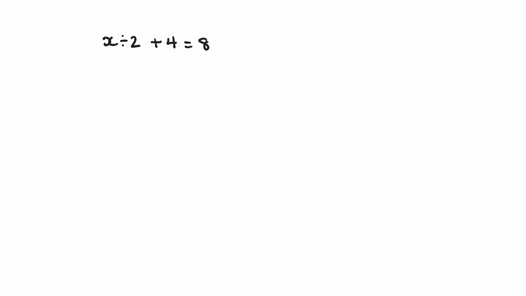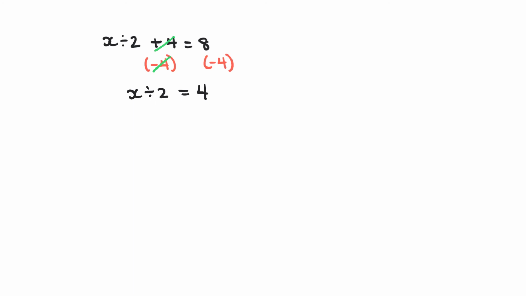So with this kind of question, just like before, we start by getting rid of the add 4. Opposite of add 4 is subtract 4. And we will do that from both sides. Plus 4 and minus 4, well, those will cancel, leaving us with the x divided by 2. And 8 minus 4, well, that gets us 4.